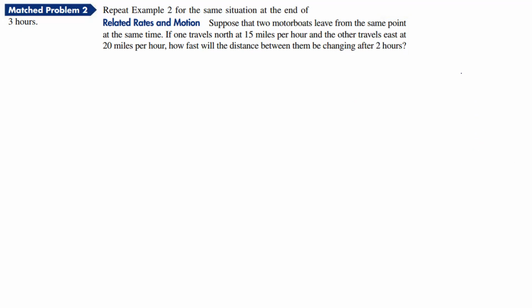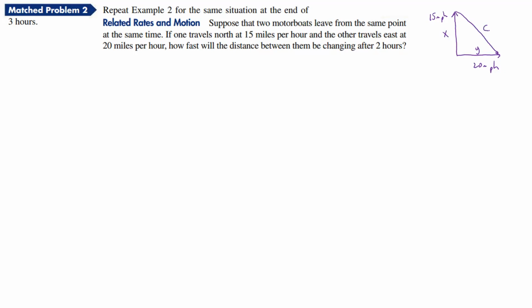So our picture is going to be, we're going to start here maybe, and one motorboat's going to go this direction, and the other one is going to go this direction. So the one going north is going at 15 miles per hour. The one going this direction is going 20 miles per hour. So let's call this X. Let's call this Y for no better reason. And we need to find basically how this one is changing.